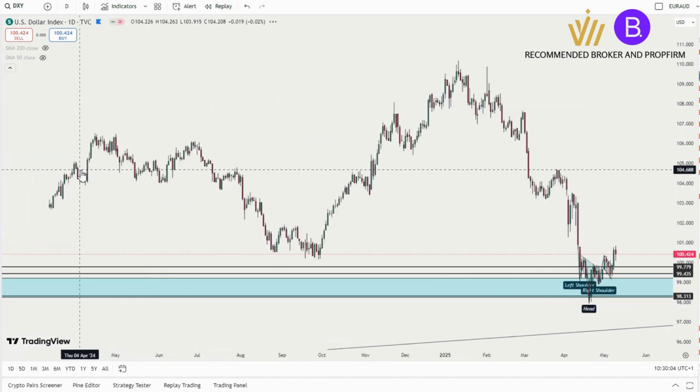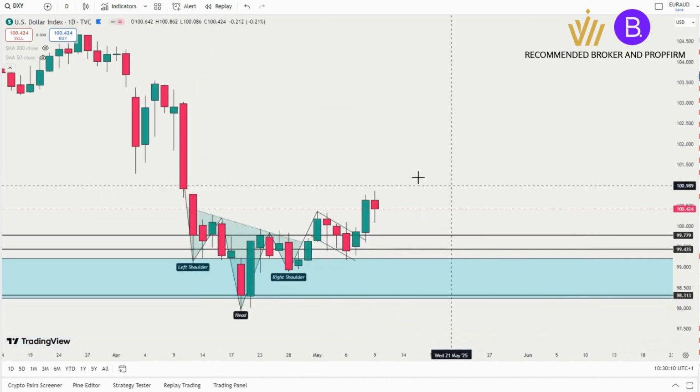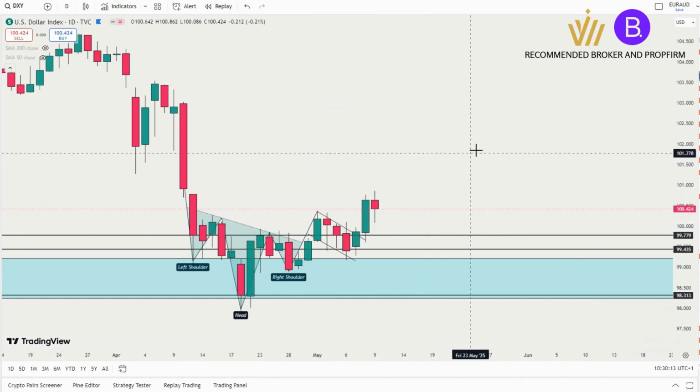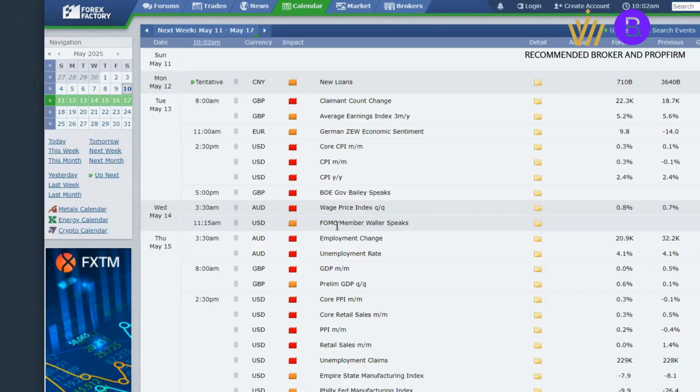So that's it. Let's check the individual currencies and see what we'll be looking at in the forex market. But before that, we should check the economic activities of next week. Now the economic calendar: what you can see here is that Monday is a quiet day in the economic markets, as you can see on Forex Factory. Tuesday we have the CPI, month over month and year over year, and the Bank of England governor's speech.